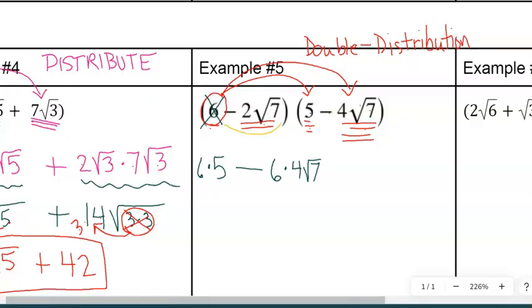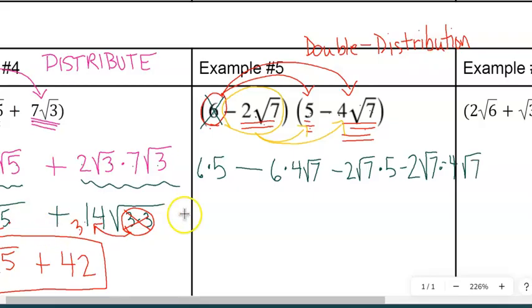So the double distribution is when I take, remember, a minus and a negative. I need to consider those the same. So I'm going to take that second term in the first group, which is negative 2 root 7, and we're going to also distribute that. See why it's called double distribution. So we've got negative 2 root 7. I'm going to keep it back in black. Times the first term is 5. And then I've got negative 2 root 7 times the second term is negative 4 root 7.